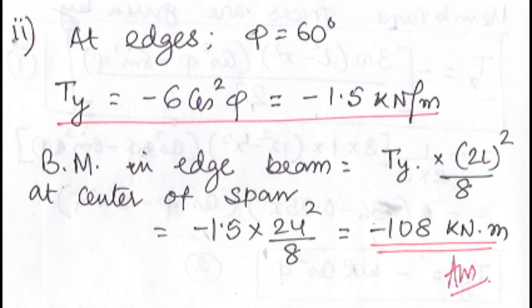What is the value of W here? It is Ty, the membrane force along the y axis, multiplied by the span. The span is denoted here as 2L, so 2L whole square divided by 8. Where does this maximum bending moment occur? It occurs at the center of the span. The Ty value we have got is minus 1.5 and 2L is 24, so 24 square by 8. So we get the maximum bending moment as minus 108 kilonewton meter.